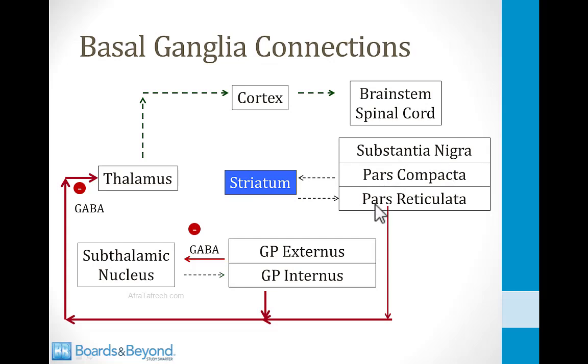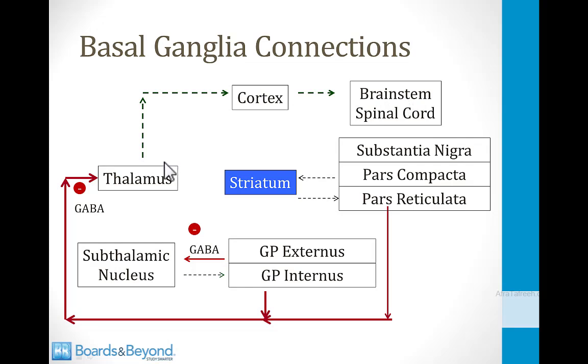One's called the pars compacta, and one's called the pars reticulata. Down here at the bottom we have the globus pallidus, and there are also 2 separate components of that structure that are important for the basal ganglia. The first is the globus pallidus externus, and the second is the globus pallidus internus. Over here we have the subthalamic nucleus, which also plays a role, and then finally up here we have the thalamus. It's essential that you understand that the thalamus wants to stimulate the cortex. It wants to tell the cortex to send signals to the brainstem and spinal cord to create motor activity.